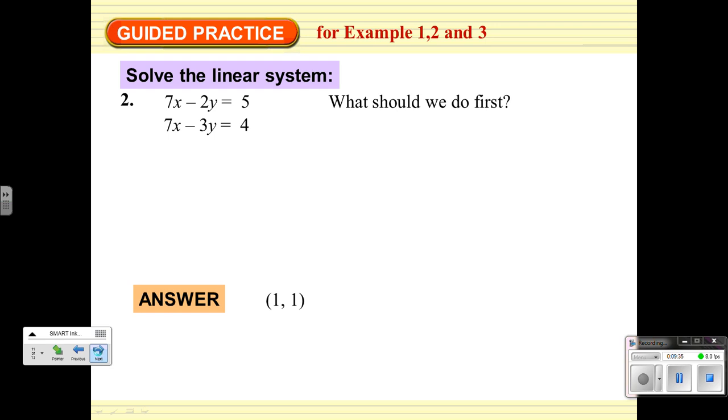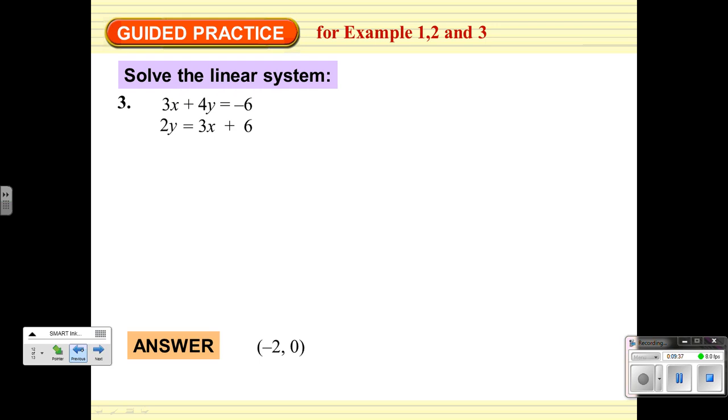And one more guided practice, and then I'll stop the video. So you just probably saw the answer, but that's okay. Rearrange everything and then subtract, or add, I should say. And there's the correct answer.